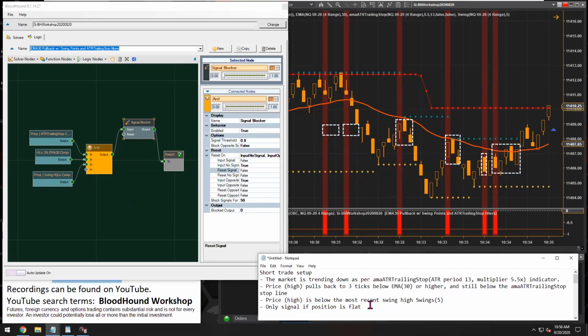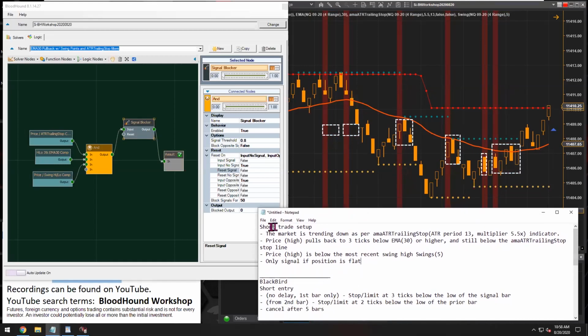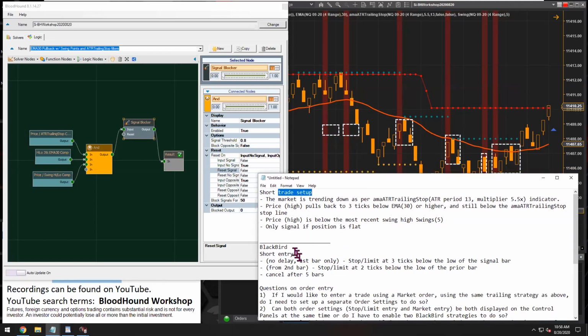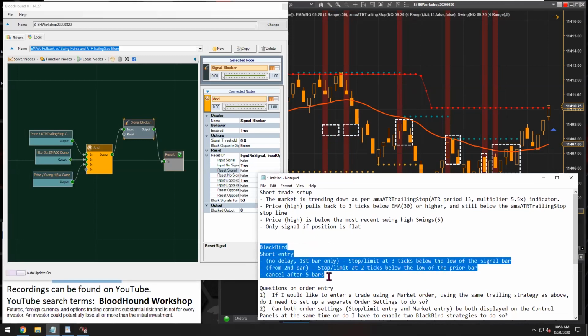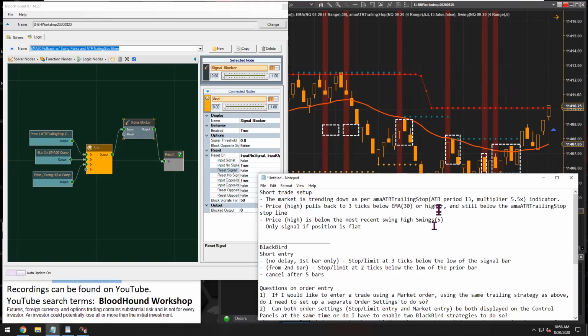Okay, so that basically does it for the trade setups for the signals. And tomorrow there are a bunch of Blackbird related questions here, so we will pick this up tomorrow and answer these Blackbird related questions in tomorrow's workshop.